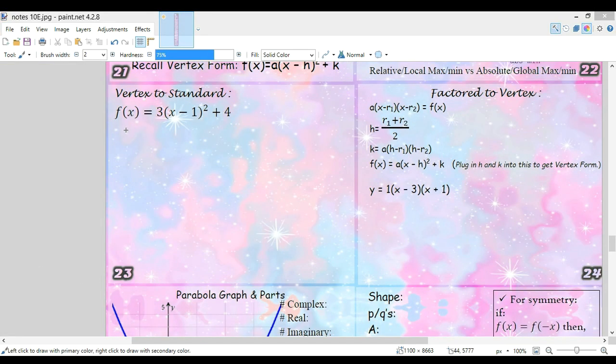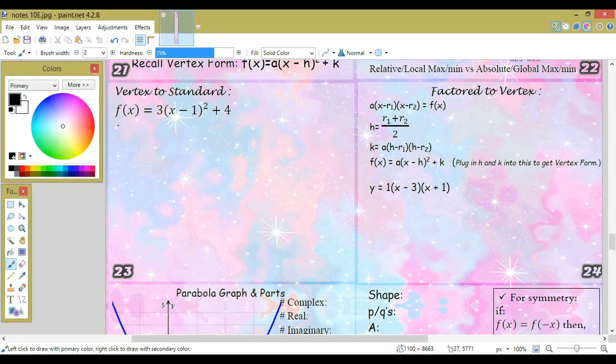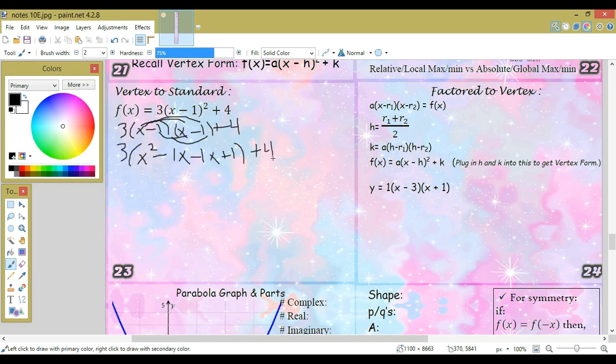Page 23, we're going to go from vertex to standard. First we want to expand our binomial that is repeated here. Now you could use any method, FOIL or box. We're using FOIL right now though. So I have 3 parentheses x times x, which is x squared. O is x times -1 is -1x. Outer, -1x. And the inner, plus 1. Close parentheses, plus 4. Combine the like terms, you get -2x.